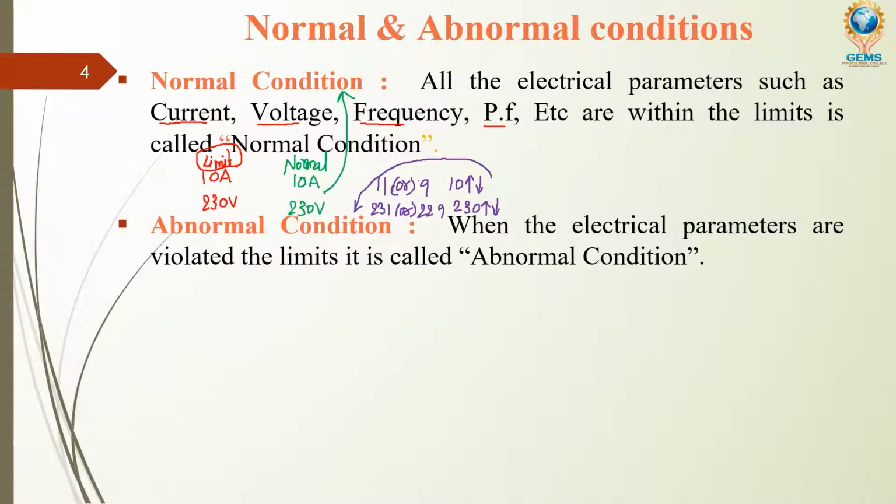So here you can see if it is within the limits, हम लोग जो लिमिट सेट किया है ये लिमिट के अंदर है तो इसको कहते हैं हम लोग नॉर्मल. अगर ये लिमिट से पार हो रहे means if it is violating limits, you can say it is abnormal condition.